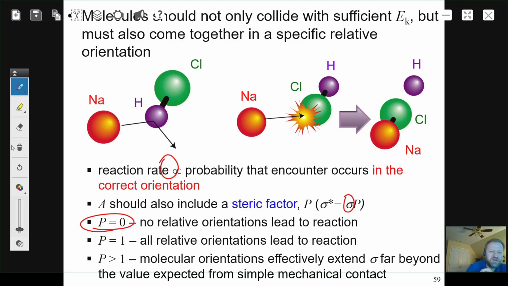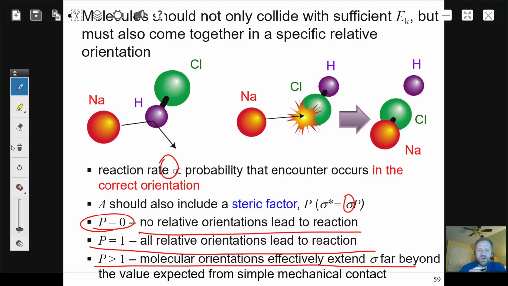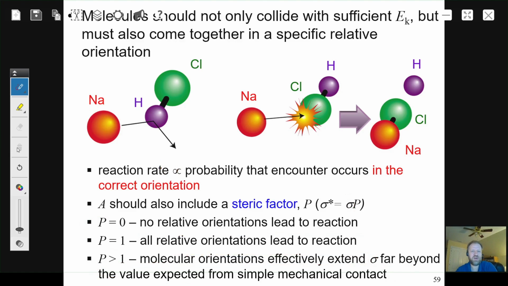So the value of 0 for the steric factor means that no relative orientations lead to reaction. So no matter how the species collide, the reaction will not take place. A steric factor of 1 means that all relative orientations will lead to reaction. And it is even possible for the steric factor to be greater than 1, which means that molecular orientations effectively extend the collision cross-section far beyond the value expected from simple mechanical contact as predicted by kinetic molecular theory.